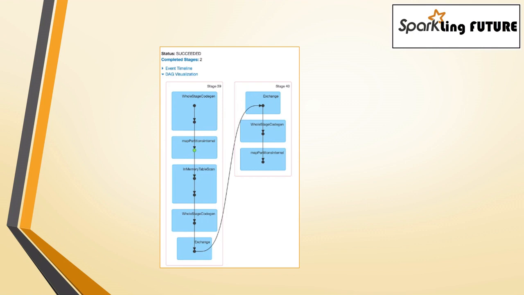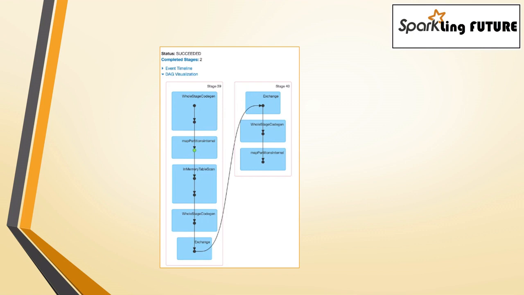When you click on the SQL tab, you will be able to see the DAG while the job is running. If not, go to the stages and click on any completed or ongoing task. You will be able to see this kind of diagram, which is a DAG. Here you can see it has the stages mentioned. We have already discussed what a stage is.